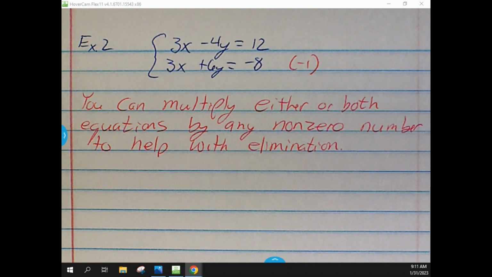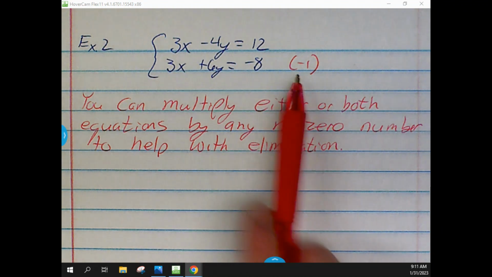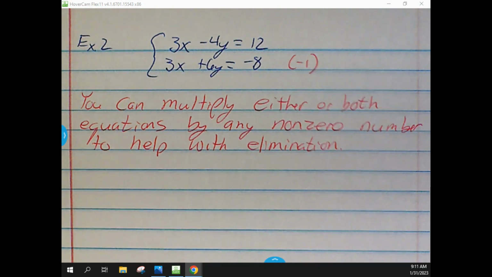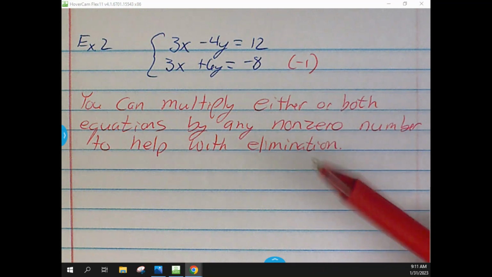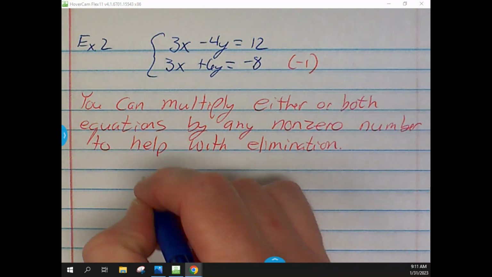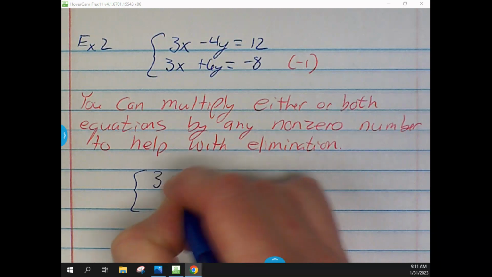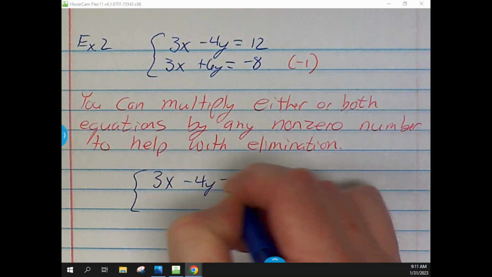So, okay, for this one, we're going to take this second equation and multiply it by -1. Does it have to be the second one? No, we could have taken the top equation and multiplied it by -1. It doesn't really matter. You just pick one of the equations you think would work, and then we go with it. So the top equation, we're going to leave it just like it is.